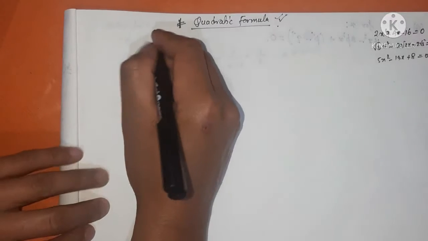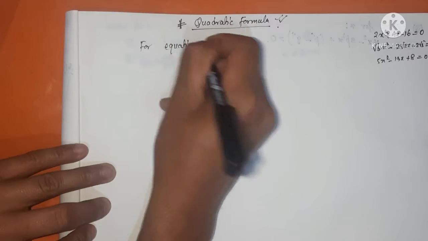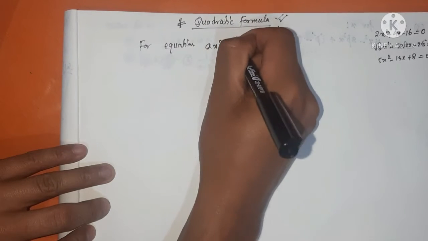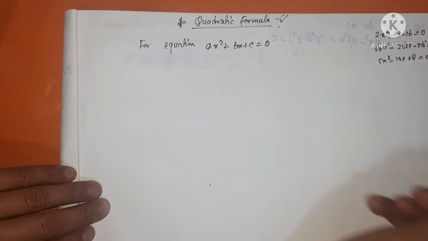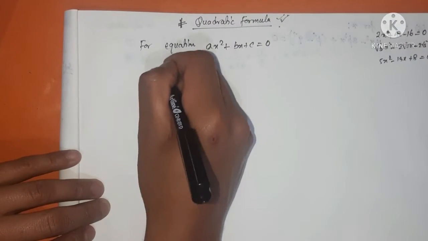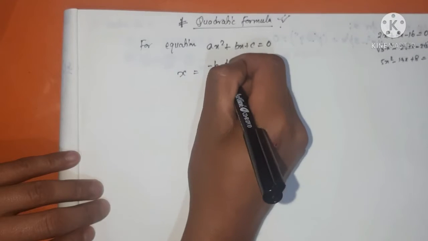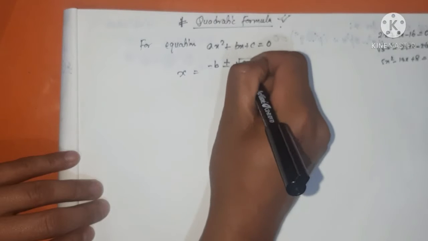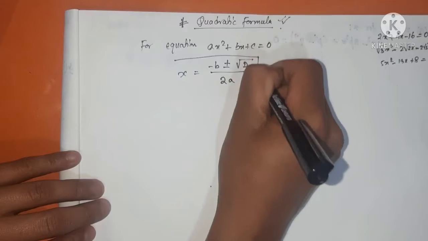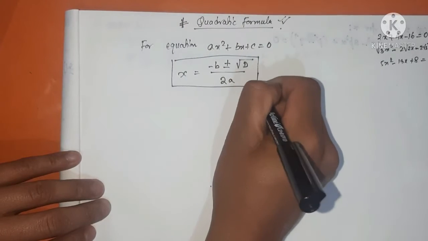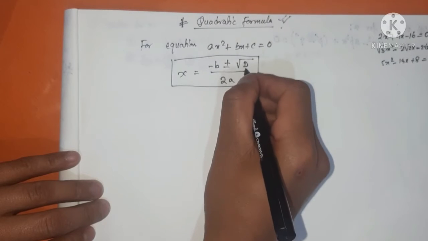See, for a quadratic equation ax square plus bx plus c is equal to 0, we have x is equal to minus b plus minus square root of d divided by 2a. So this is the quadratic formula, where a is the coefficient of x square, b is the coefficient of x. But what is d here?